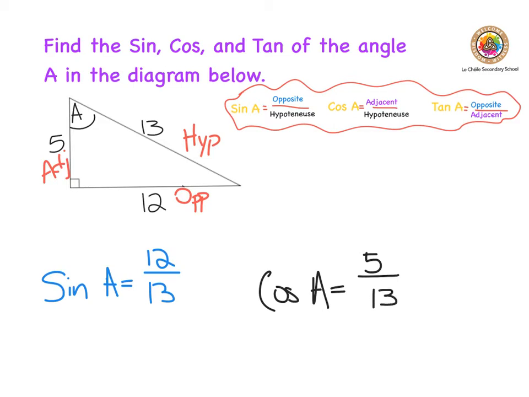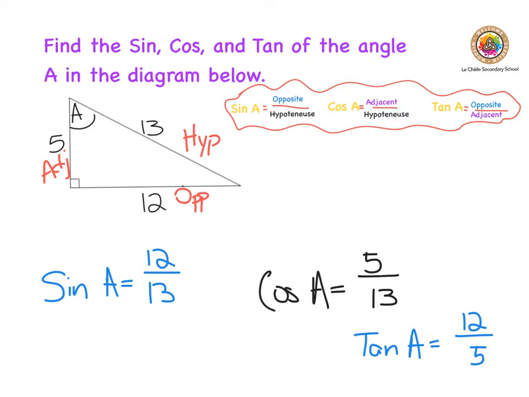remains at 13. And then lastly, we have the tan of A, and the tan of A is equal to the opposite, which is 12, over the adjacent, which is 5. And that's our answer there.